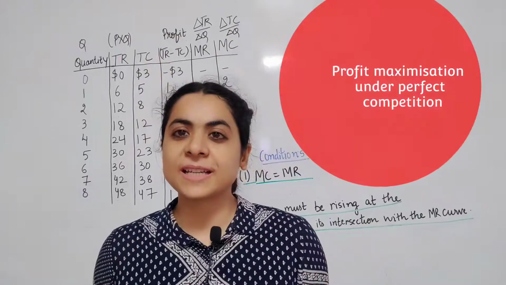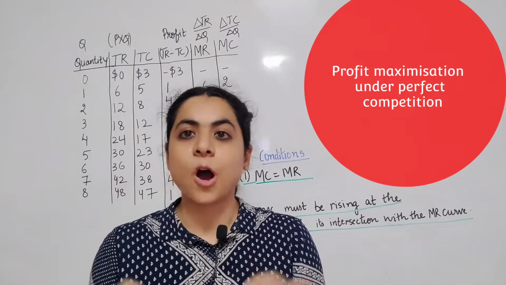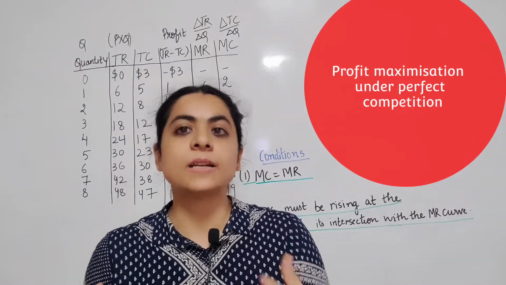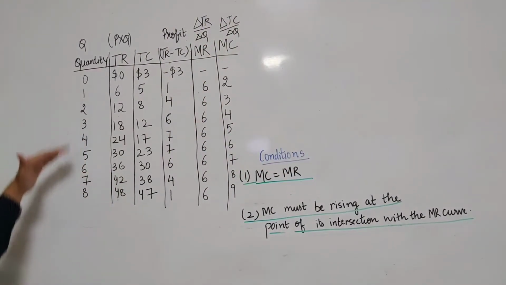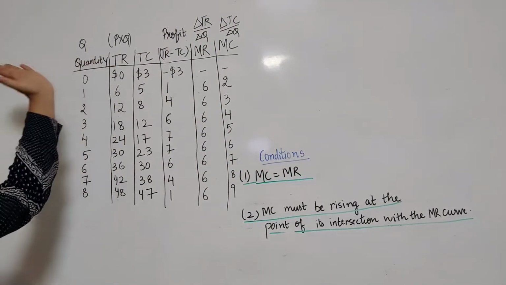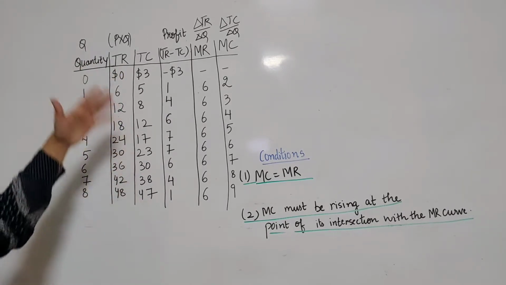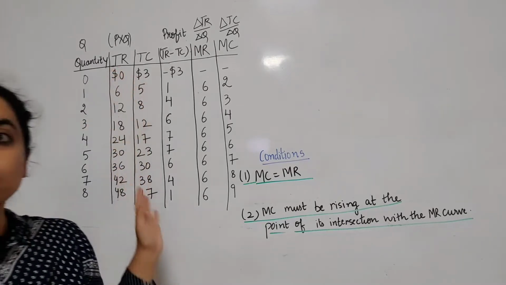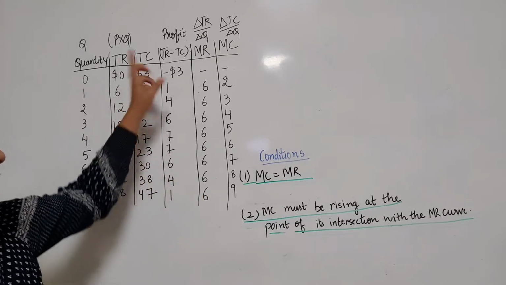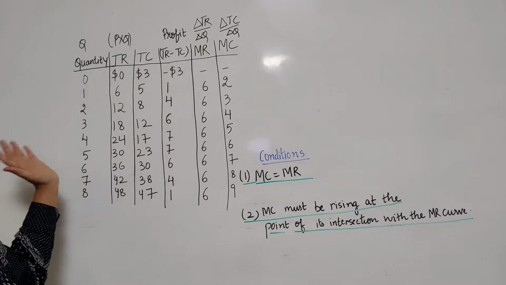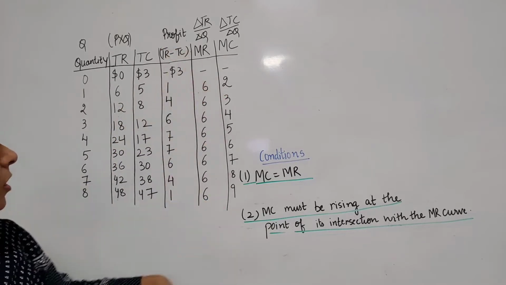Hi everybody, welcome once again. In today's video I will explain the profit maximizing level of output in the short run for a perfectly competitive firm. Here we have the quantity and corresponding total revenue, price multiplied by quantity, total cost, profit, which is the difference between total revenue and total cost, marginal revenue, the change in total revenue when an additional unit of output is sold, and then we have our marginal cost.